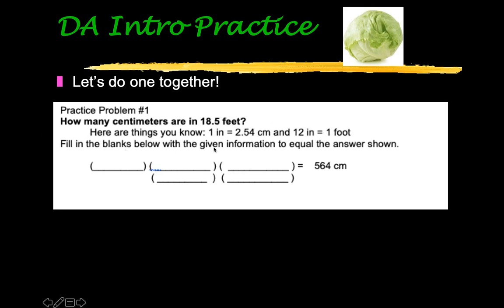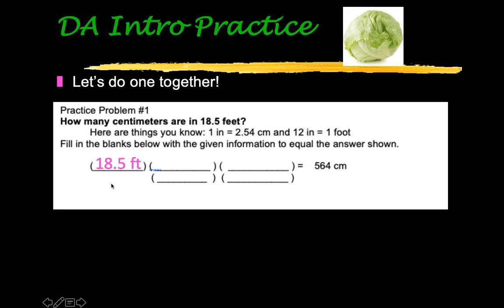So then we're going to fill in the blanks with the given information to equal the answer shown. Again, think of this like a math puzzle. Here are your pieces to fill in. Here's the final picture. So let's go through the steps. Where am I starting? Go back to the problem. How many centimeters are in 18.5 feet? This is your given. It goes in the first blank. So fill that in. Do this problem with me.